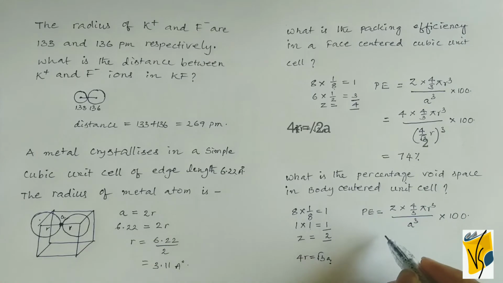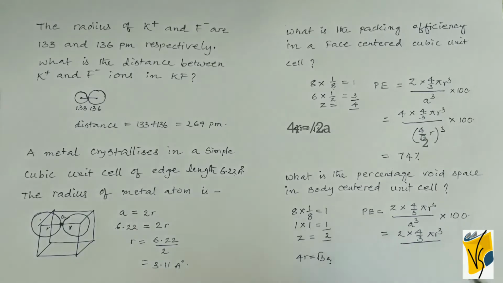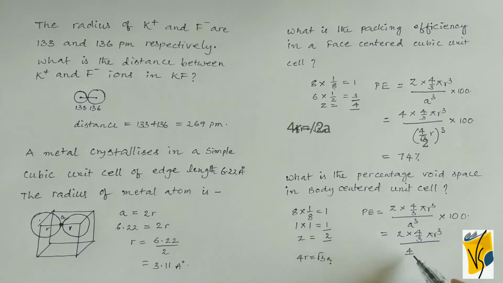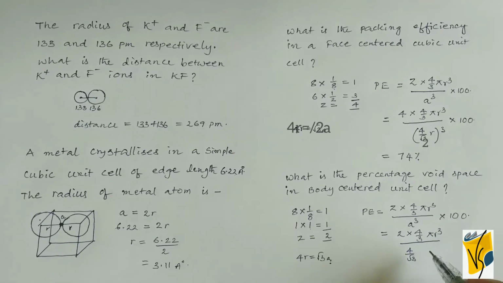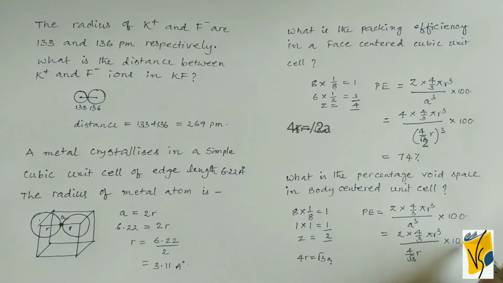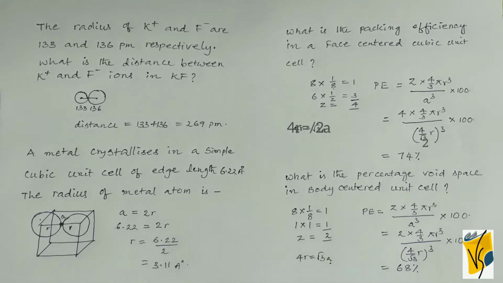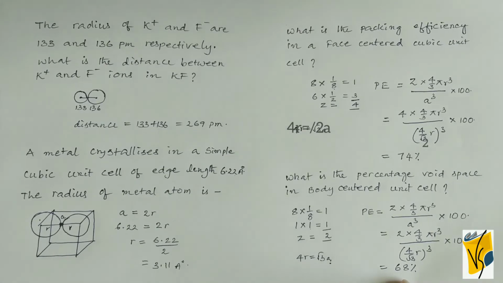Now what is the effective number of atoms? That is equal to 2 into 4 by 3 pi r cube divided by a cube. a is what? a is equal to 4 by root 3 r, into 100, right? Now simplify this, and if you calculate, you will get 68%, right? So what is the packing efficiency? That is equal to 68%.